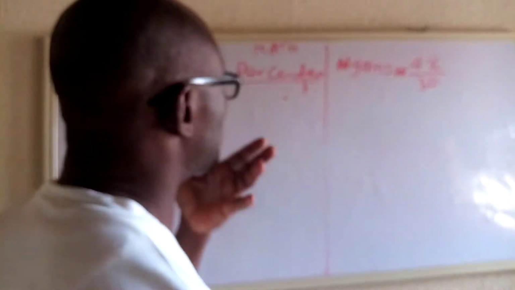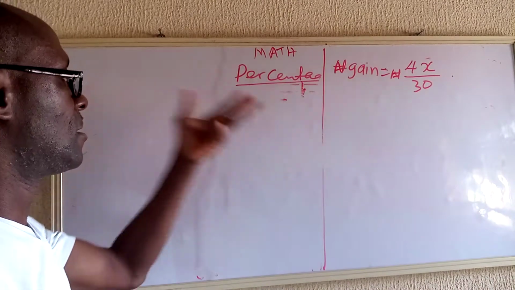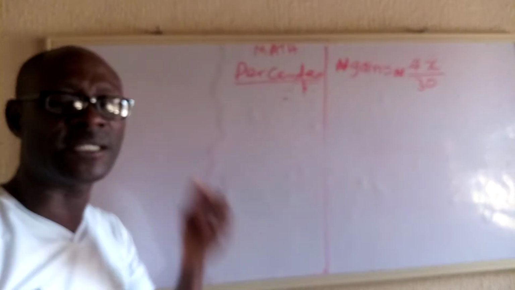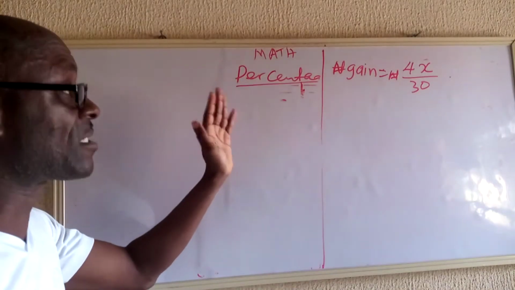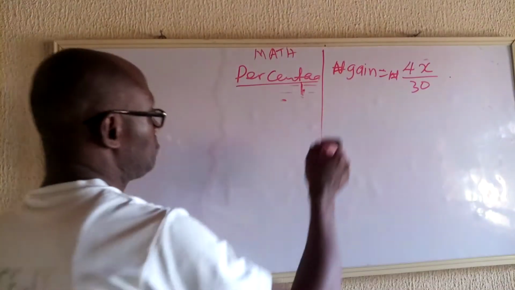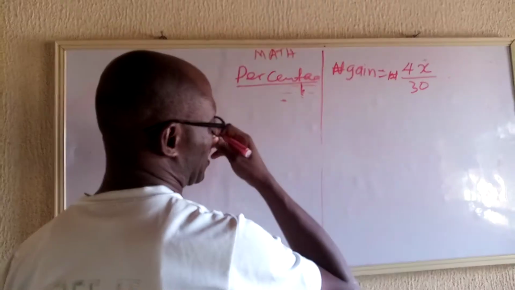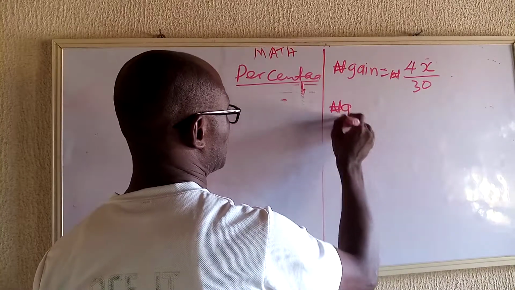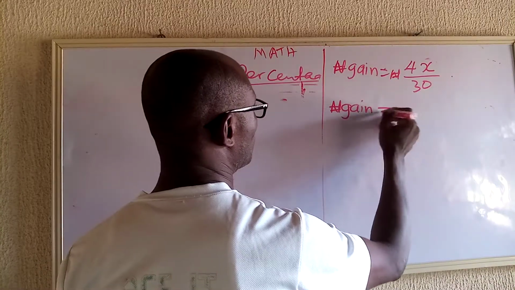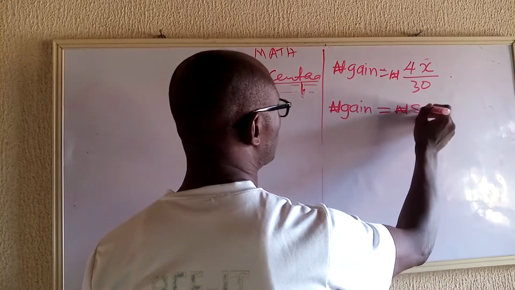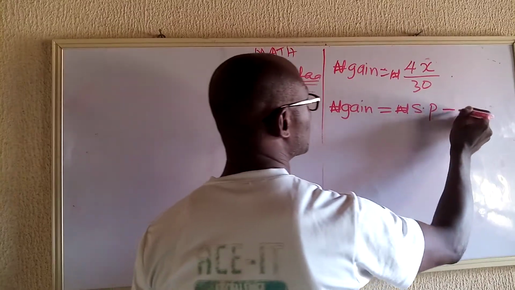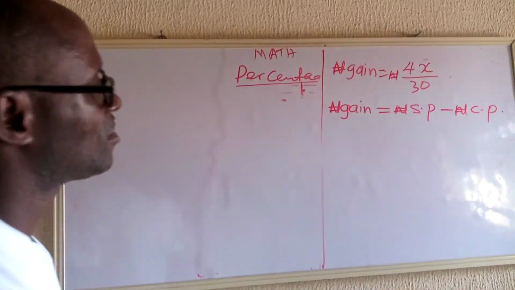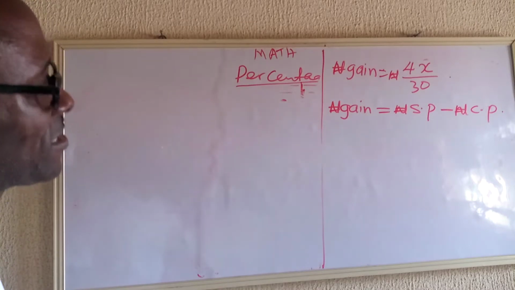So we connect the gain in naira to the cost price in naira and the selling price in naira, being the currency we are dealing with. Do not forget, in our previous note, we said that gain in the currency you are dealing with is selling price in the currency minus cost price in the currency you are dealing with, which is the naira in this case.